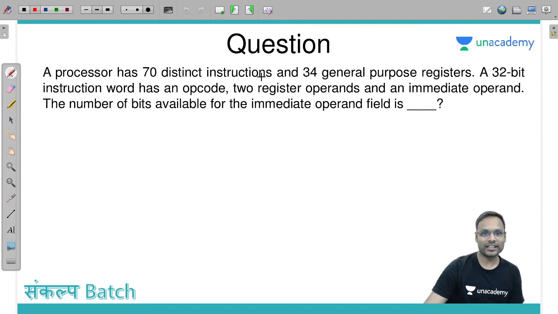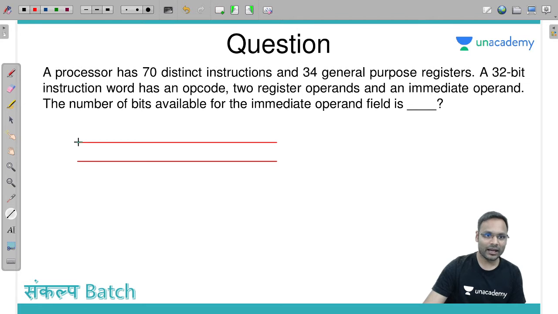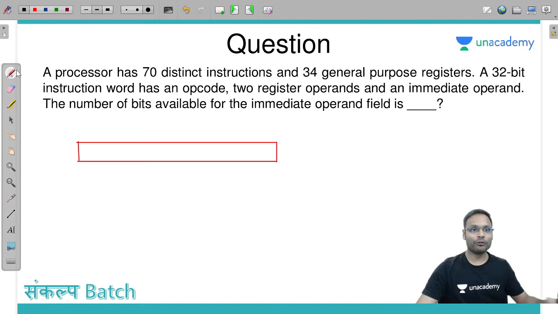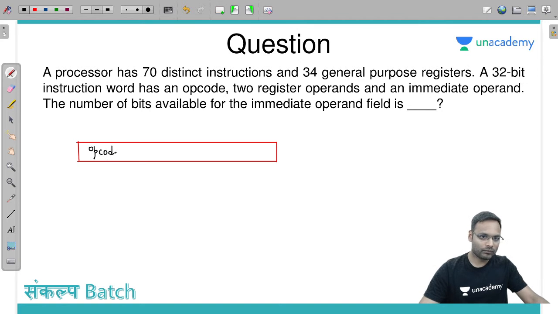Processor has 70 distinct instructions and 34 general purpose registers. A 32-bit instruction word has an opcode, 2 register operands and an immediate operand. The number of bits available for the immediate operand field is how much? तो ये रहा इंस्ट्रक्शन. इस इंस्ट्रक्शन की फील्ड बता रखी है. So mark down the fields and get the bits in each field. ओके, सो ऑफ कोर्स एक तो ऑपकोड रहेगा. Then 2 register operands, register operand number 1, register operand number 2 and an immediate operand given in the question.